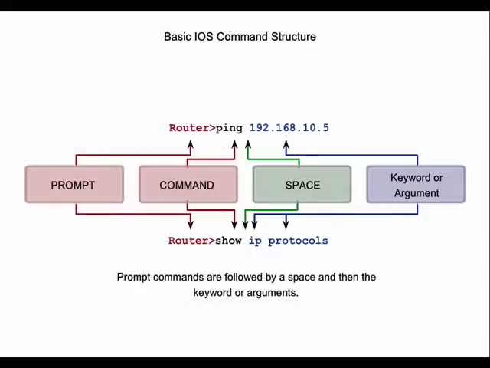Let's look at the basic structure of IOS commands. The command is the initial word or words entered in the command line. The commands are not case sensitive. Following the command are one or more keywords and arguments. The keywords describe specific parameters to the command interpreter. For example, the show command is used to display information about the device. In the second example, the show command is followed by the keywords IP protocols. Once the Enter key is pressed by the network administrator, the router will output all the information about IP protocols running on the router.